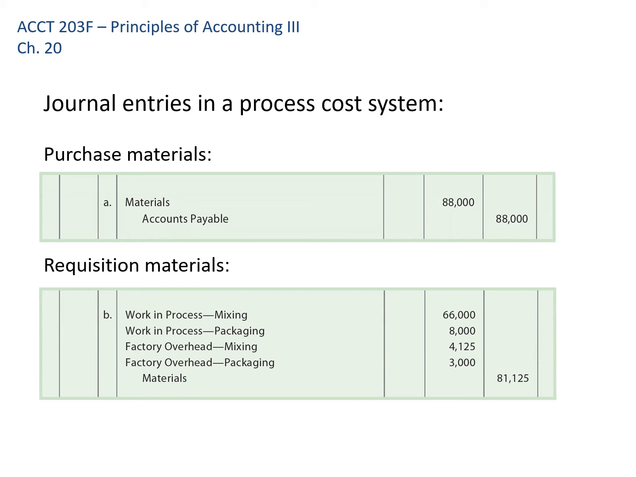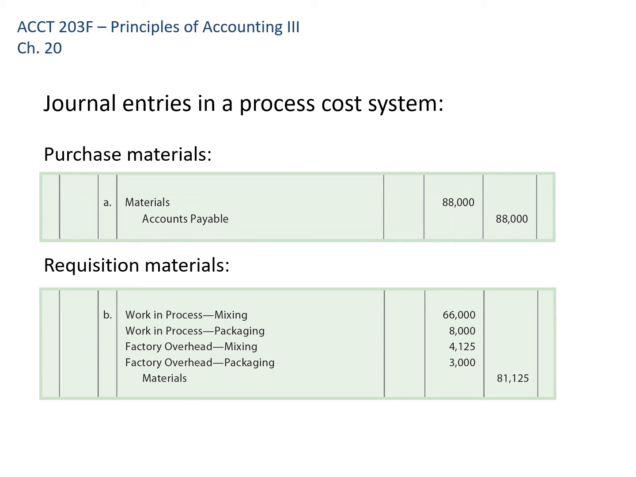We've done that lots of times in Accounting 201 and 202. When materials are requisitioned, and again that word requisition means when the production manager in the factory gives a formal order to the material warehouse saying, I've got some work to do and I need some materials brought over to me. In that case, there are two different departments, mixing and packaging. Both departments had direct materials go into their work in process. So we debit work in process for each of those departments. Remember, each department has its own work in process account.